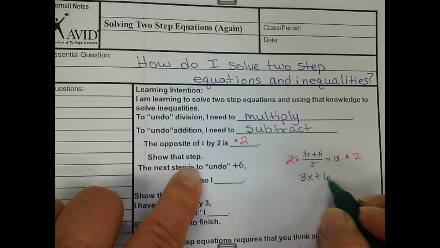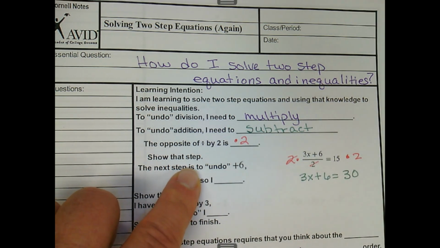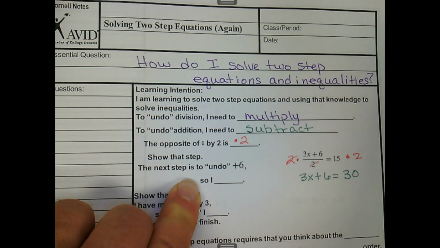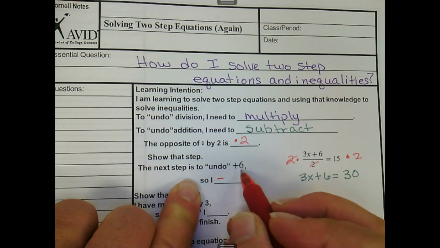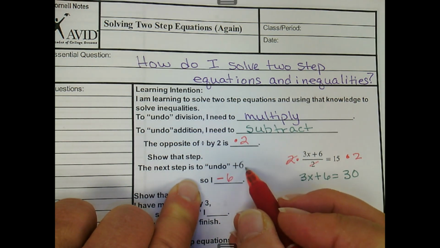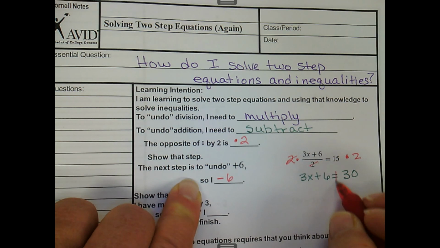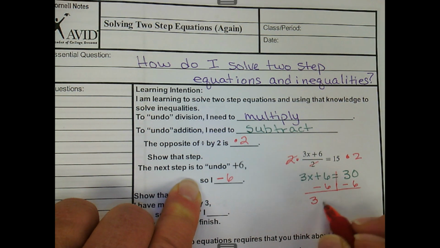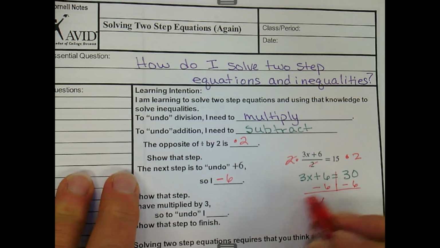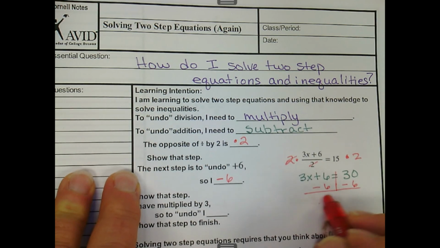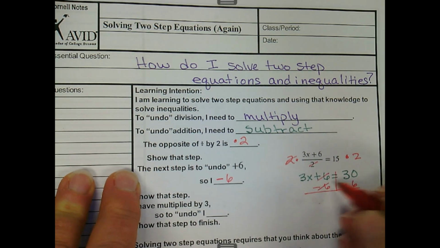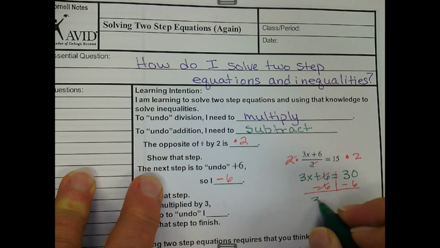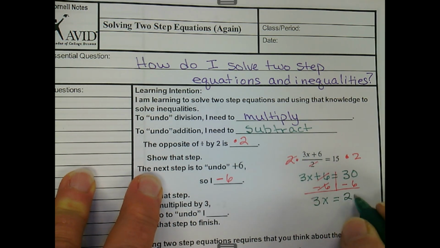3x plus 6 is equal to 30. Okay, the next step is to undo adding 6. What is the opposite of adding 6? The opposite of adding 6 is to subtract 6. And you do that on both sides. Positive 6 minus 6 is 0. I've zeroed it out on this side. 3x is equal to 24.